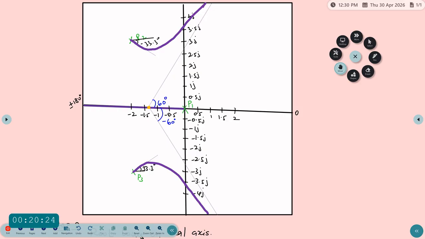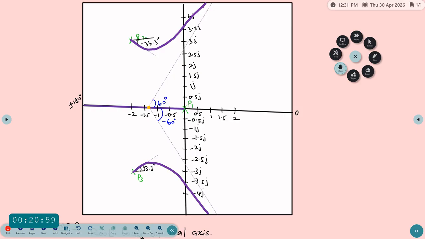Then step number 3 is the angle of asymptote and the centroid. So we use some formulas. From that formula, we found that the centroid is equal to minus 1.33 for this problem. Then the angle of asymptote is equal to plus or minus 60 and then plus or minus 180. For plus or minus 180, we already have our reference line on the plus or minus 180, so there is no necessity to redraw that one. So I am drawing the plus 60 degree and minus 60 degree angle of asymptotes from the centroid.